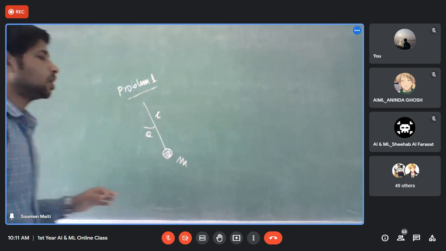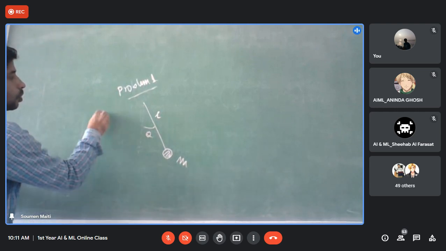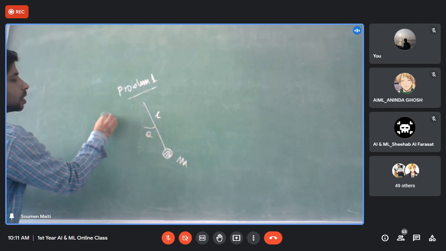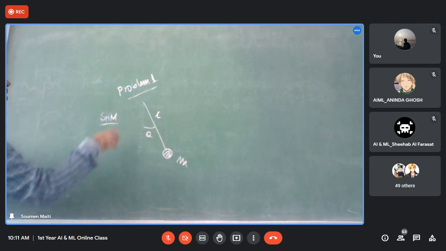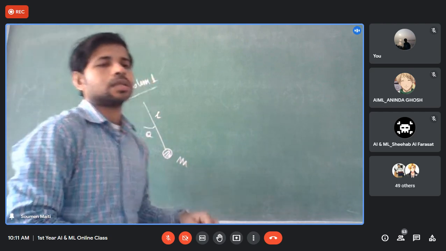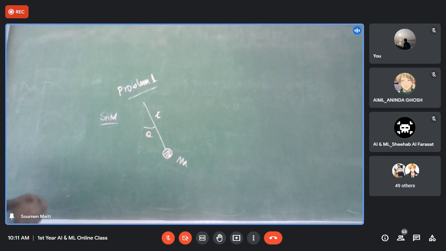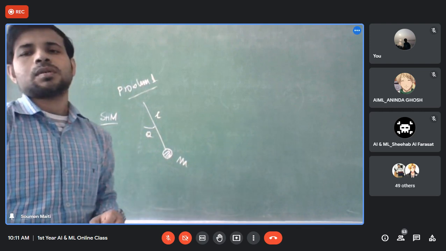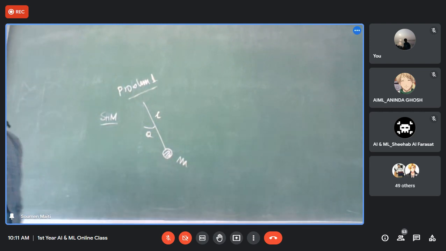Got my point? So this picture is given. How can we check that the motion of this pendulum is a simple harmonic motion, or that this pendulum is showing a simple harmonic motion? Anyone? How to proceed?